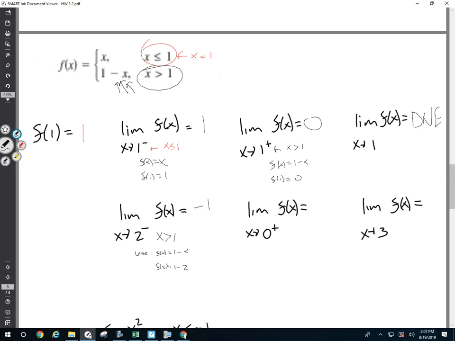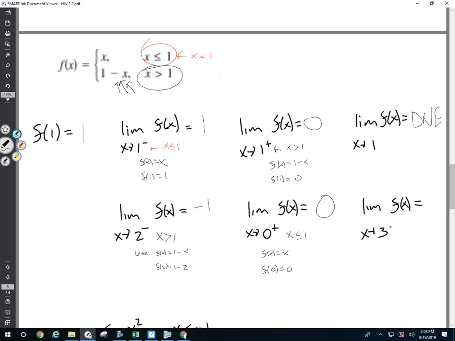0 from the right. It's like to the right of 0. Well, 0 is less than or equal to 1. So I'm going to use the f of x equals x piece. And to the right of 0, think about 0.001, sure, but you don't need to because it's just going to be approaching this exact location which has a function value, f of 0, which is 0.